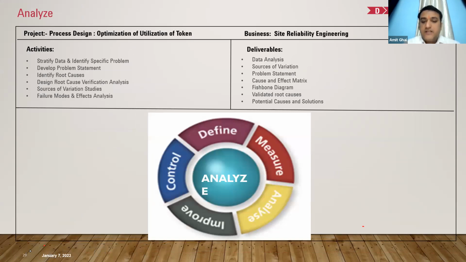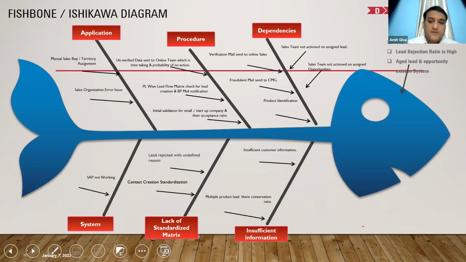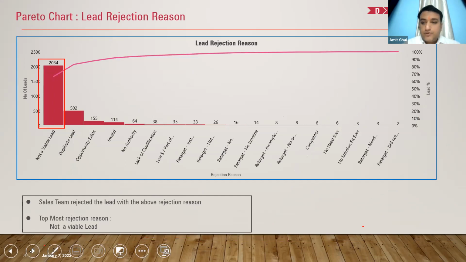The key deliverable of analyze phase is data analysis, source of variation, problem statement, cause and effect matrix. For example, what are the key statistical root causes of your problem that you do in analyze phase? You may start as simple as a fishbone diagram, where you are actually seeing what are the key inputs that are contributing to the overall problem statement. Then you do a Pareto to identify the top reasons out of it.